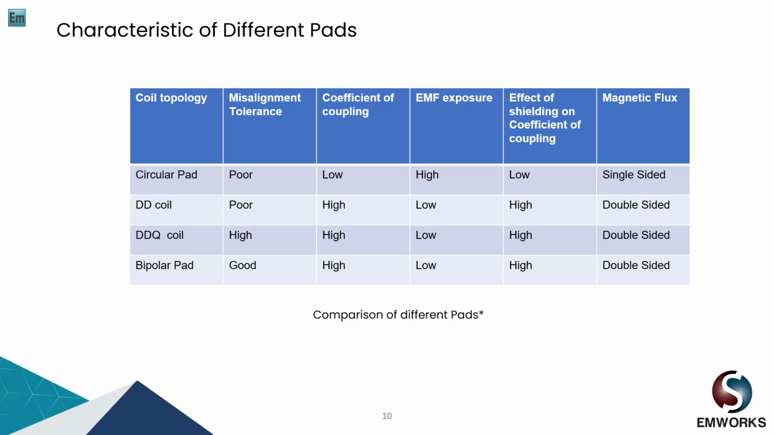So it can be seen that the DDQ and bipolar pad tolerate misalignment better than the other topologies. They have a good coupling coefficient, low electromagnetic interference, and a high shielding. So this is for the DDQ and bipolar coil.